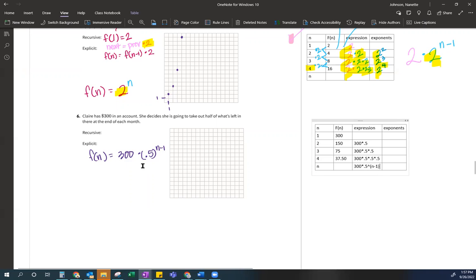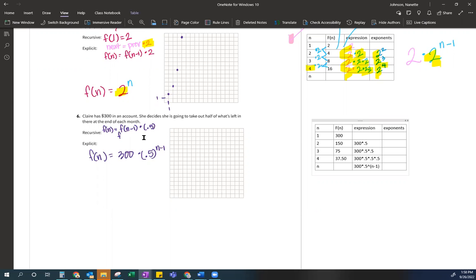Okay. The other thing is, Ms. Johnson, why did you put a 0.5 in parentheses here, but you didn't do it here? That's just preference. I just wanted to make it clear that it was a 0.5 and not just a little fleck of dust, something like that. Okay, so your recursive function is going to look pretty similar. It's going to go f of n is equal to f of n-1 times 0.5, where f of 1 was our $300.